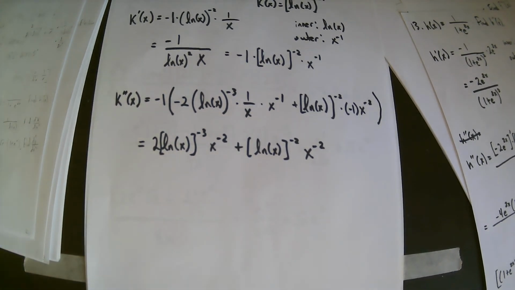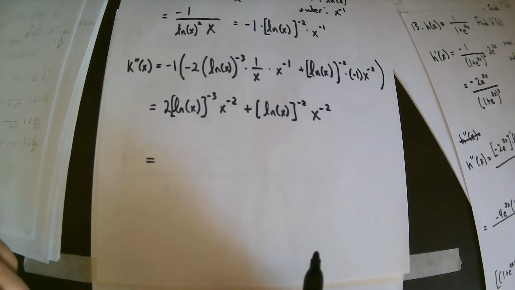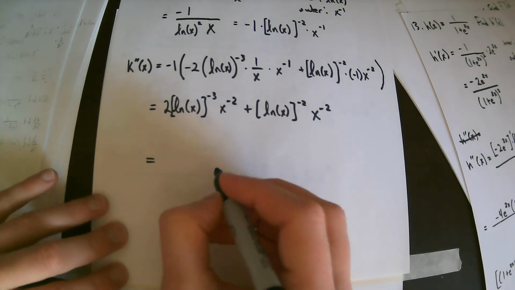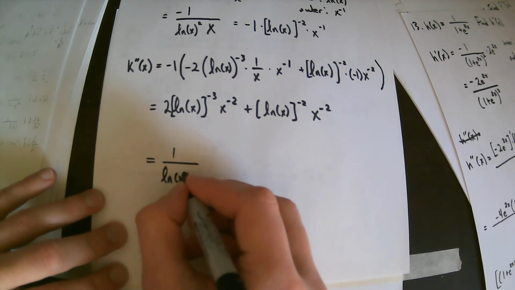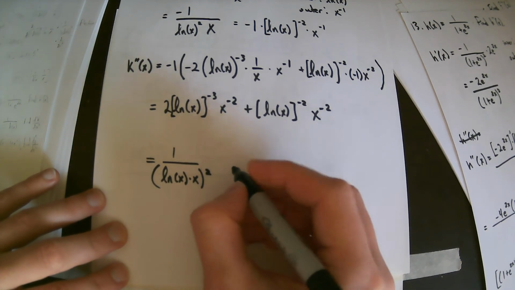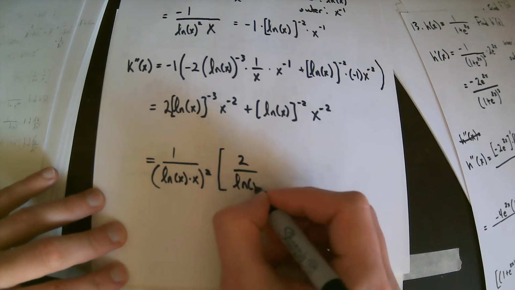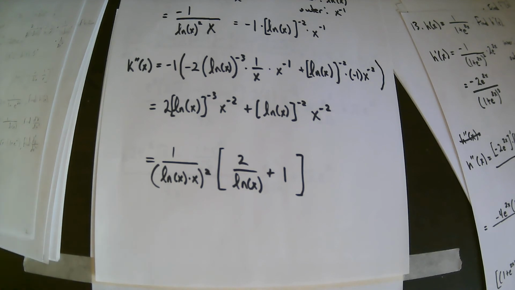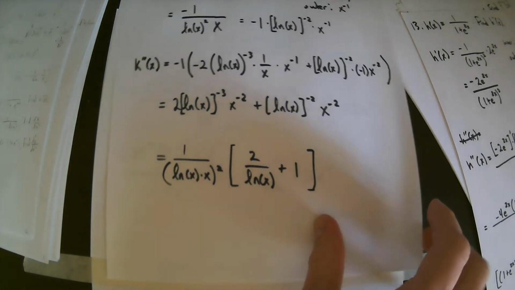An online calculator would give you, like for instance, something like this would give you, what would it give you? 1 over ln of x times x all squared, and then 2 over ln of x plus 1. That's probably what it would give you, because they're going to simplify all the way, factor out common terms, so just keep that in mind.